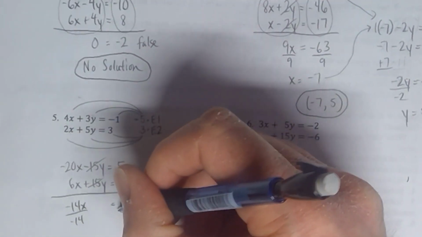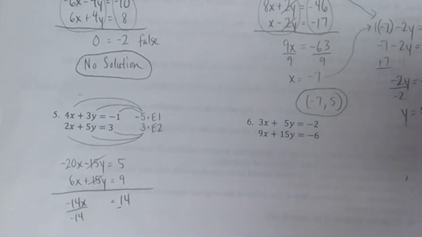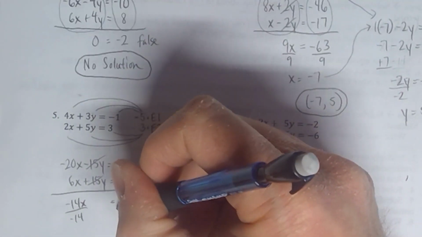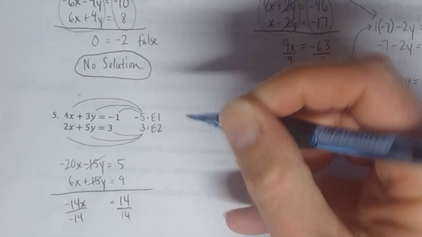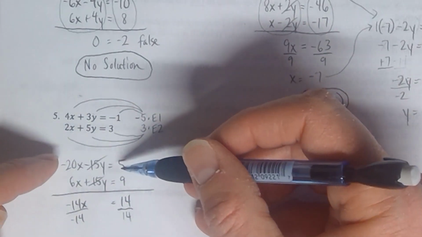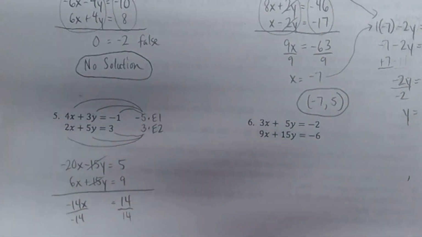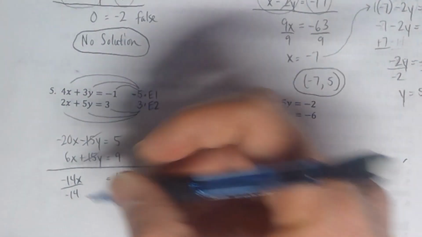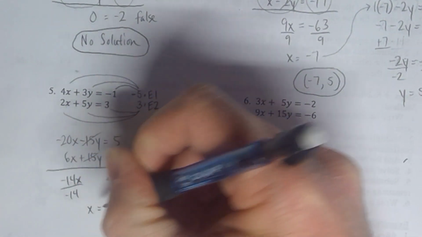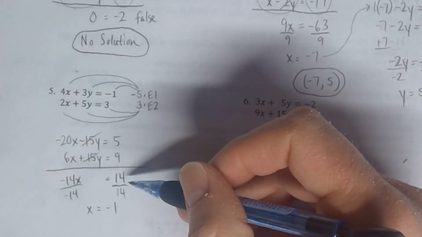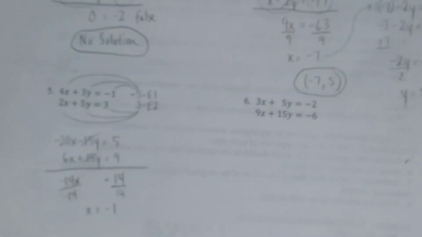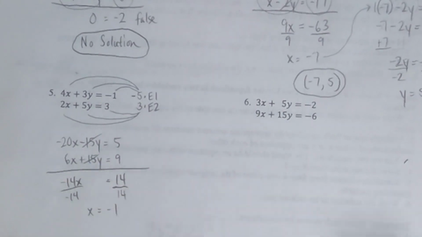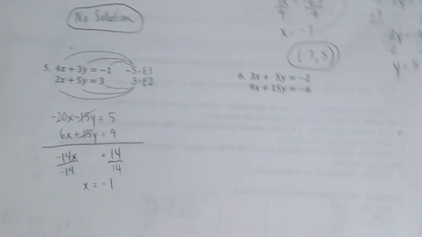I then solve that resulting equation like we talked about in the previous problem, number 4. After you add the two equations together, it should eliminate a variable, thus the name elimination, and then it creates an equation with only one variable left. You then solve for that. I get x equal to -1.